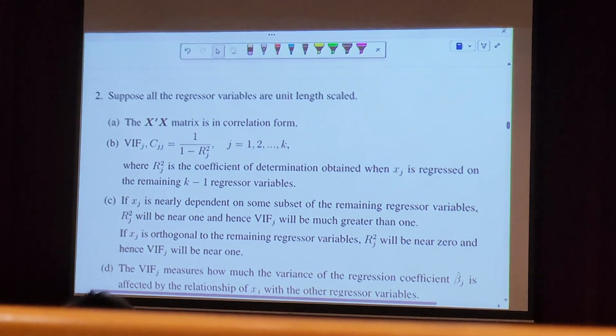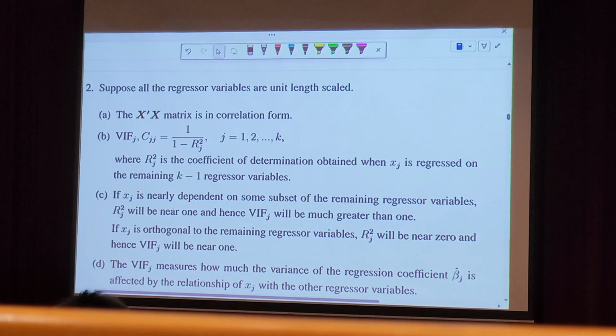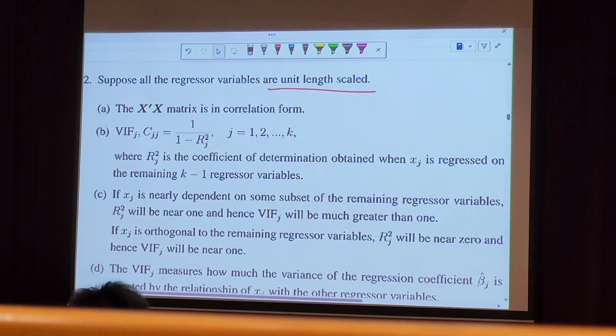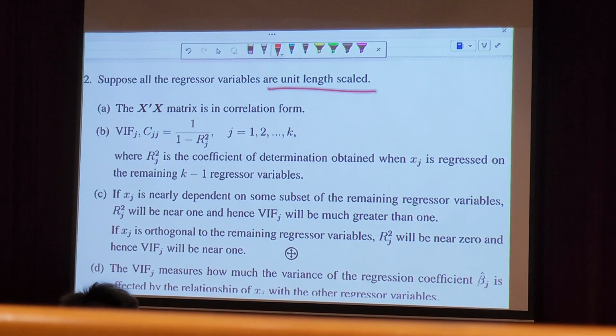Okay? So here are some facts about x prime x. I'm going to try to explain another time how multicollinearity affects the variance of a regression coefficient. So now let's just suppose all the regressor variables are unit length scale. An interesting thing is, if you have variables already unit length scale and you do unit length scale again, you get the same variable. You can prove it mathematically. Very simple. Now the x prime x matrix is in the correlation form. I've been using W prime W, but now I'm going to use x prime x. Just remember this. This is the important condition.